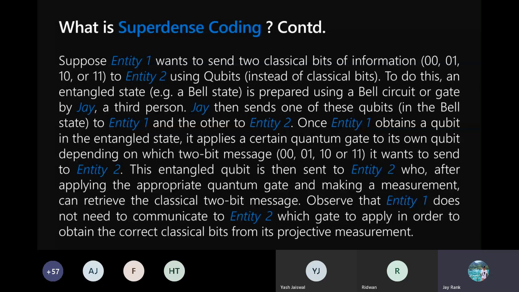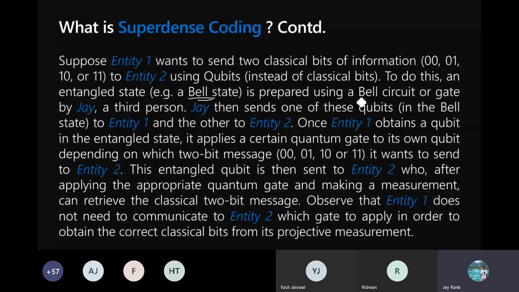Bell state again is a simple notion of an entangled state. It's prepared using a Bell circuit or gate by J. Who is J? J is a third person who is manipulating the qubits in order to receive and send the incoming and the outgoing qubits. J then sends one of these qubits in the Bell state to entity 1 and the other to entity 2.